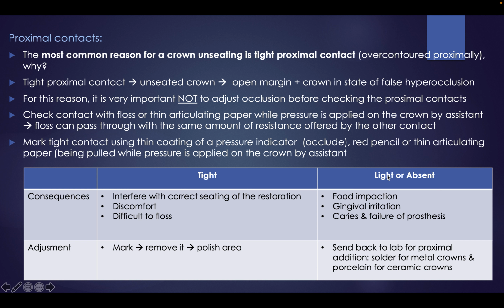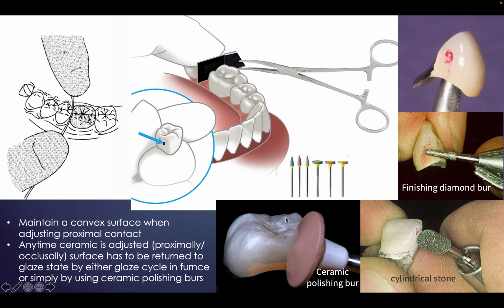This is a big problem, because a tight contact you can adjust chairside, but if you have a light or absent contact, you need to send it to the lab. They will add porcelain for the ceramic crown or solder for metal and re-establish the proximal contact. So this is very important.